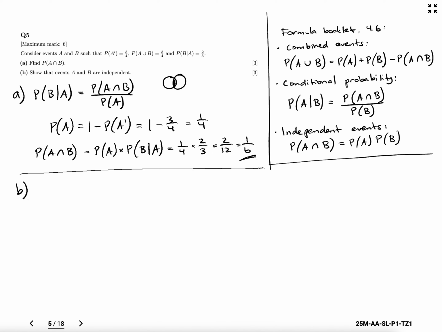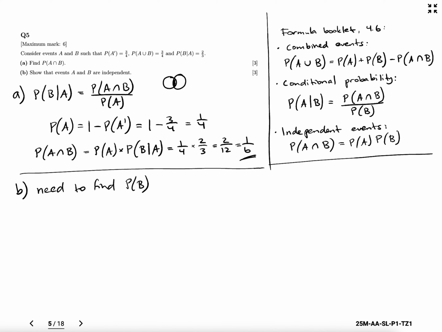Show that events A and B are independent. And we have our formula for independent events here. The probability of A and B that we just found has to be the same as probability of A times the probability of B for them to be independent. And to test that, we need to find probability of B. That's what we're looking for. And we're not given any probabilities with just B. So we have to go back and look at combined events.